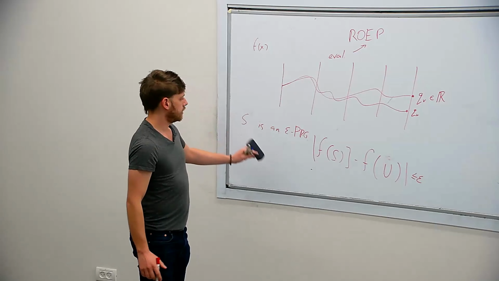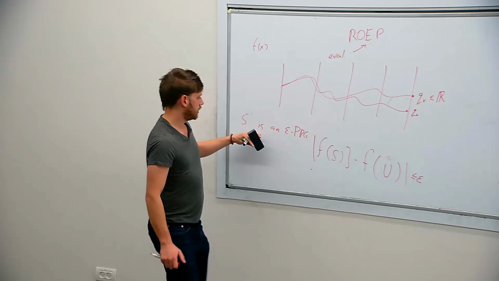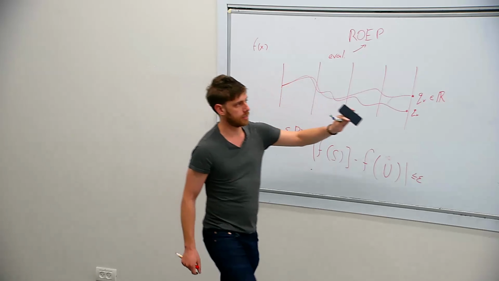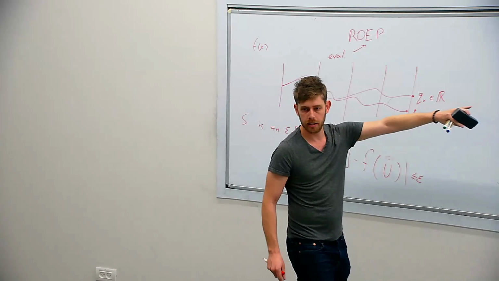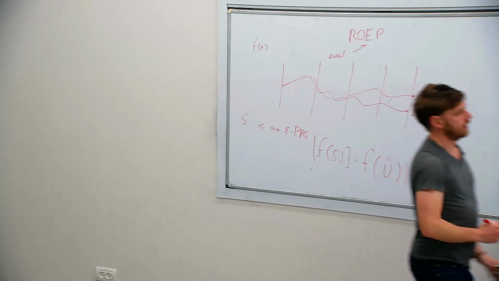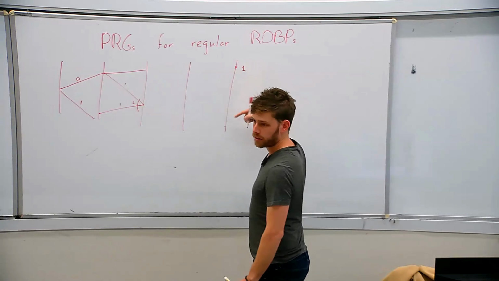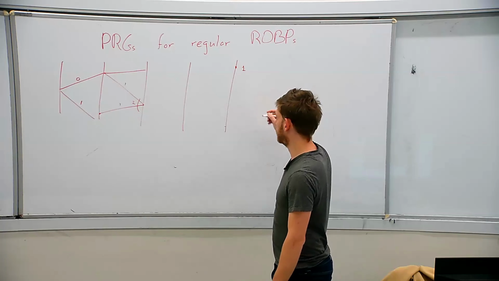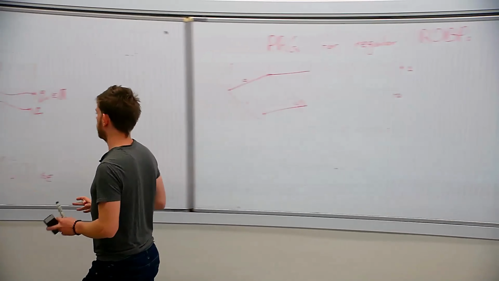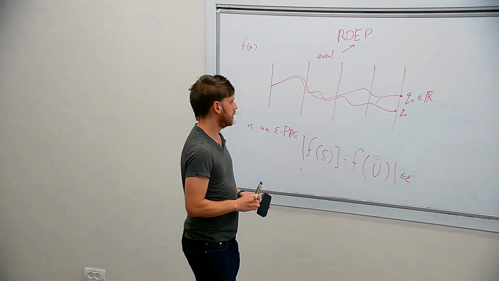Note that PRGs for ROEPs imply PRGs for ROBPs, because we can simply take the ROEP which assigns the value 1 if we're in an accept state and 0 in a reject state. Okay, so this is a generalization.